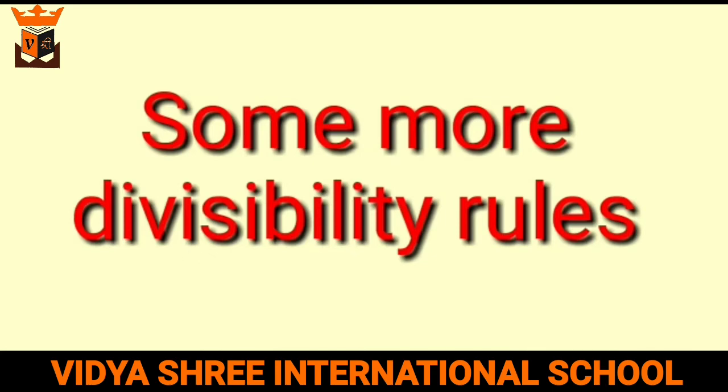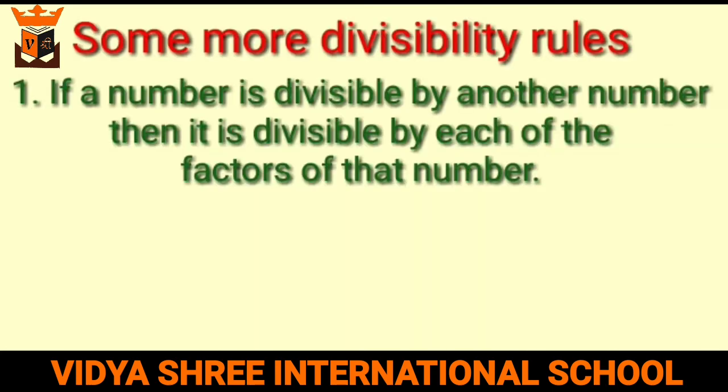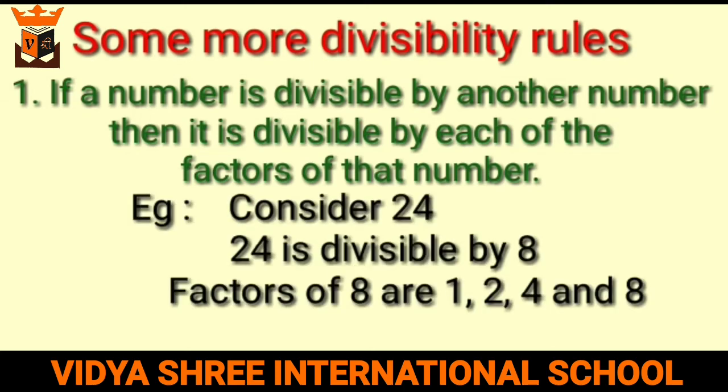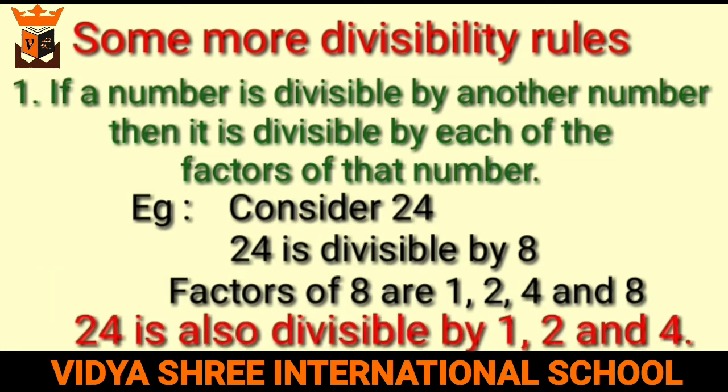Some more divisibility rules. First rule is, if a number is divisible by another number, then it is divisible by each of the factors of that number. Consider the number 24. Here 24 is divisible by 8 and the factors of 8 are 1, 2, 4 and 8. So we can say if 24 is divisible by 8, then it is divisible by each of the factors also.